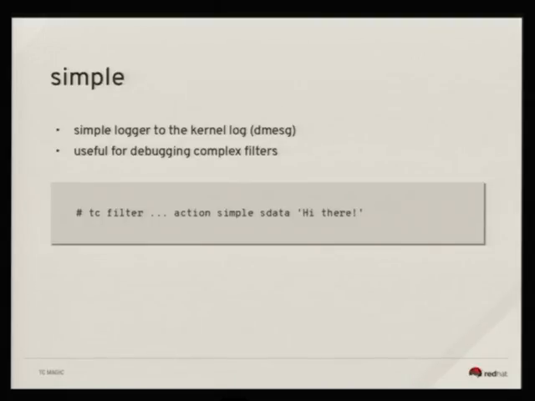Simple action allows you to log something to the kernel log. This is useful if you have a really complex set of rules, filters, actions, and you're completely lost and it doesn't work. And you want to find out whether you reach a certain point in evaluation, whether you reach a certain filter and it matched or not. Use action simple. That just sends this message to the system log.